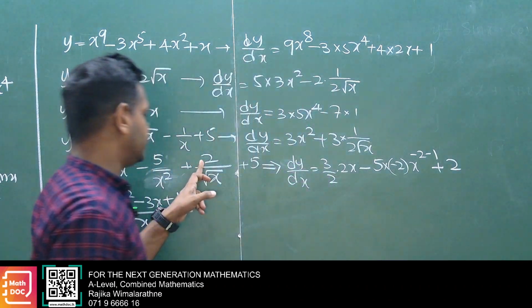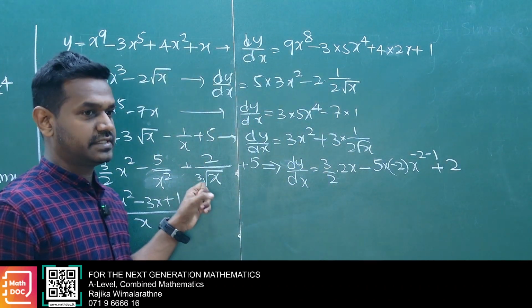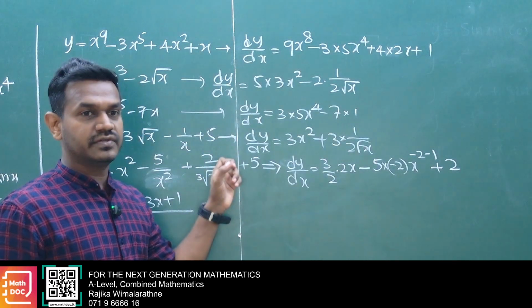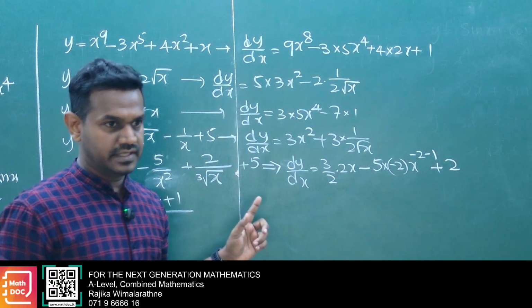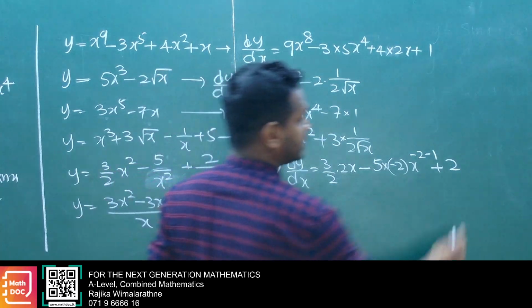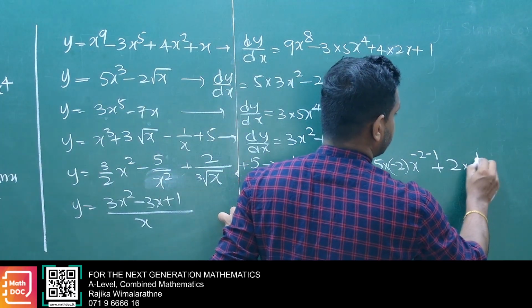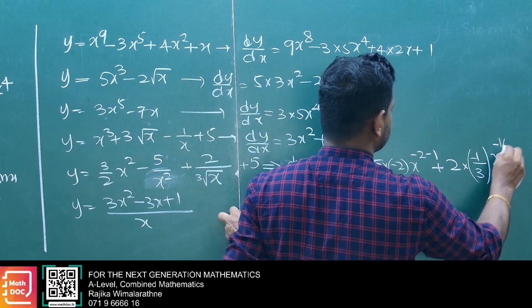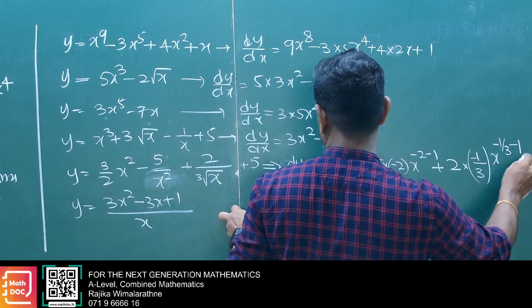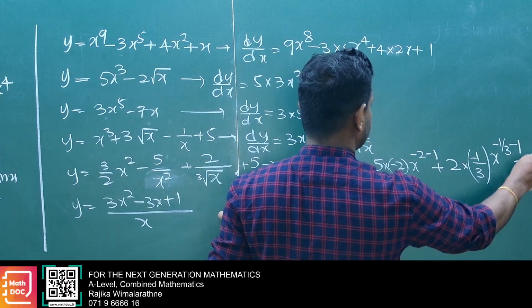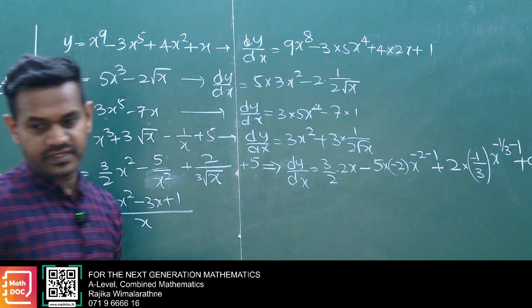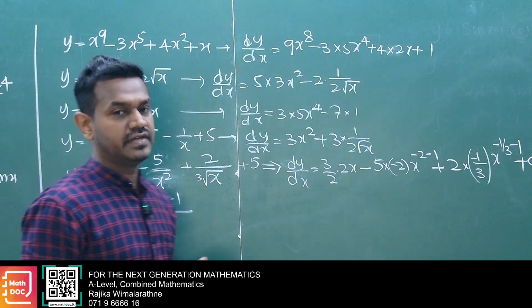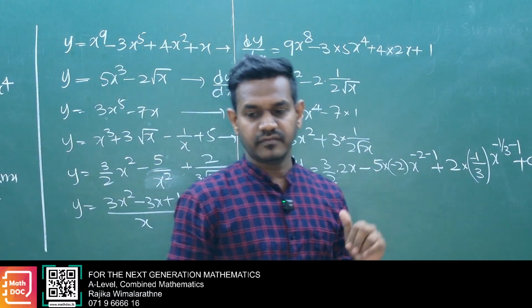Here 2, this is cube root x. Then that goes to upstairs, no? Then x to the power minus 1/3. Here x to the power minus 1/3 derivative is minus 1/3 x to the power minus 1/3 minus 1, nx to the power n minus 1. Constant 5 derivative 0. Okay.